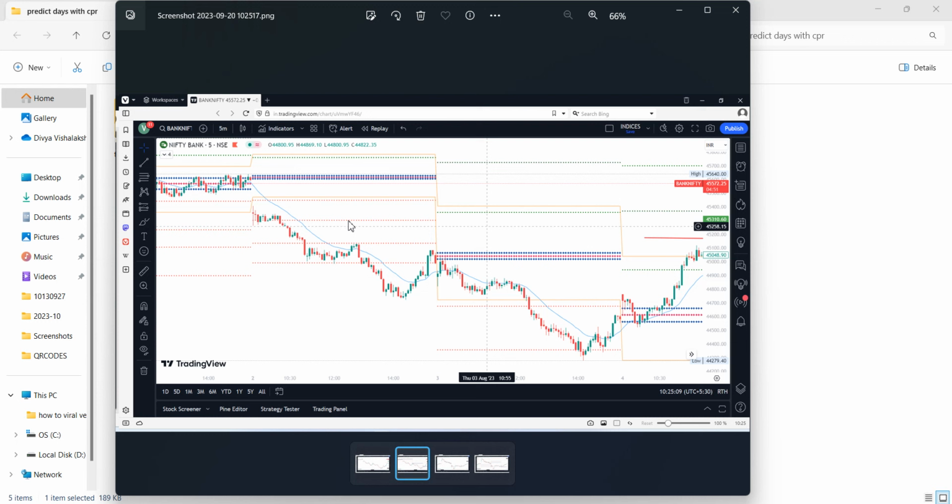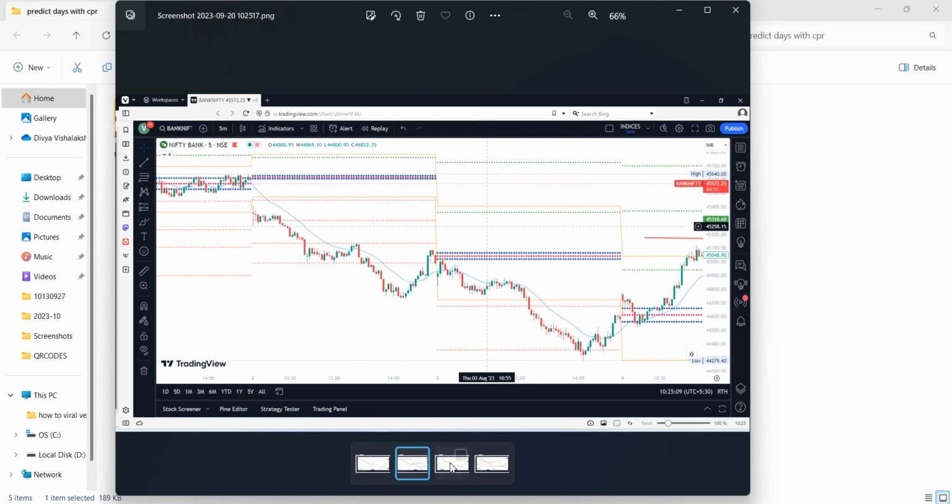Why? Because this is a trending day. Even before the market opens, I know, because the CPR is so narrow. When the CPR is so narrow, there are higher chances of a trending day. See, this is also a narrow CPR. This is a trending day. This is how it happens.